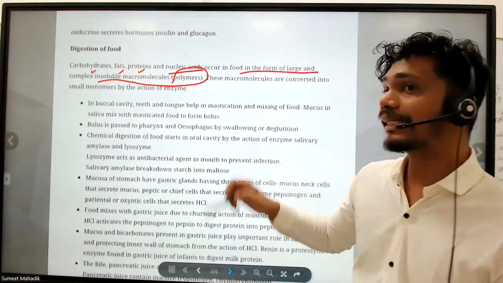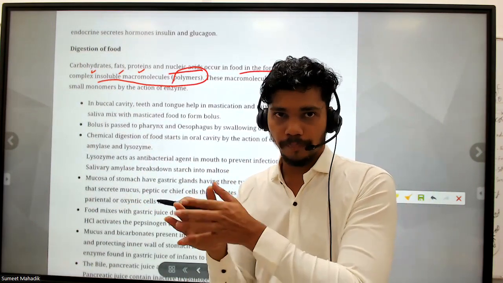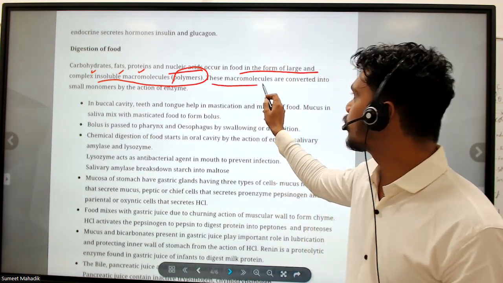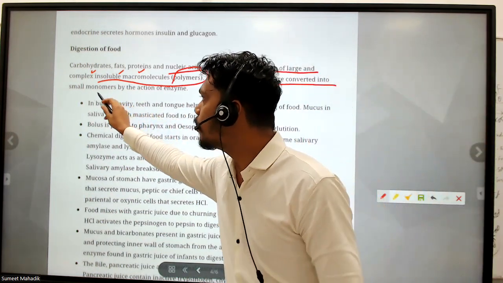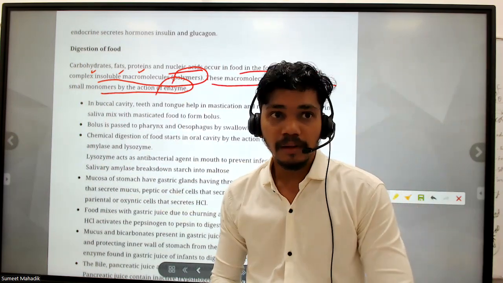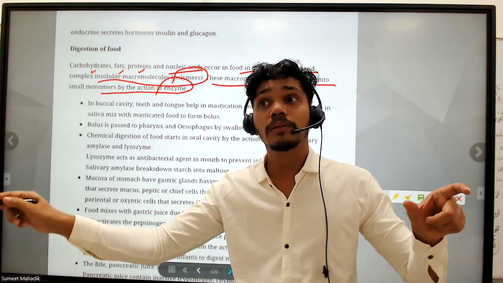Very good. In the case of glucose, it is a monomer. If the glucose molecules combine, glycogen is going to form, right? So these macromolecules are converted into small monomers by the action of enzymes. So what are the enzymes? A short-acting one, which converts complex to simpler ones.